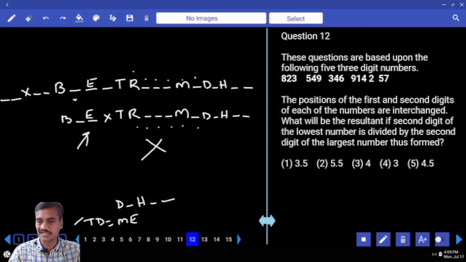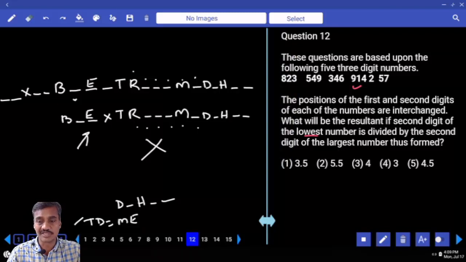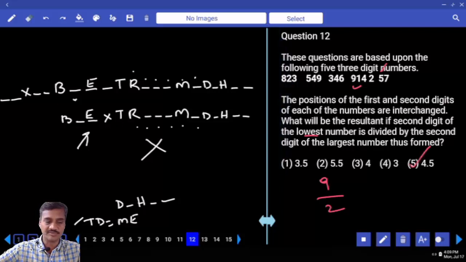Now first and the second are interchanged, means now this 1 will come to the first place. That is the lowest number. Second digit of the lowest number. And what is the second lowest? Second digit 9. Is divided by the second digit of the largest number. Largest number 244. Now this is a 5. 5 is coming to the first place, that is the largest. 2 is going to the next place. 9 by 2, 5.4.5 choice.